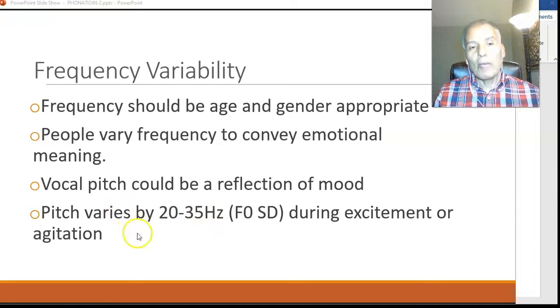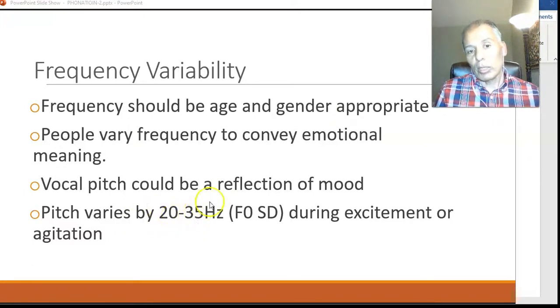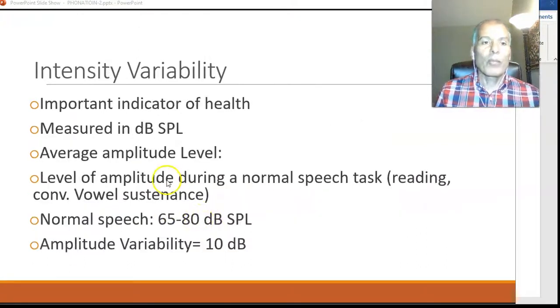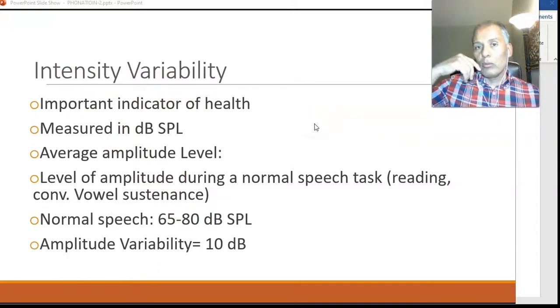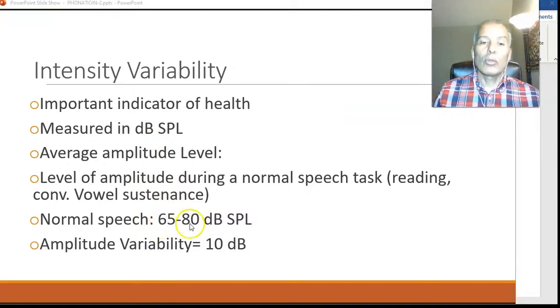But again, if you have a restricted frequency range, you would not be able to do this much. Your speech will be more monotone. If you do not have enough subglottic pressure, you will not be able to do this, because again, this requires more pressure. There's also intensity variability, the same. You make your voice louder and you make it go back again. So in conversation, conversational speech is about 65 decibel to 80 decibel sound pressure level.